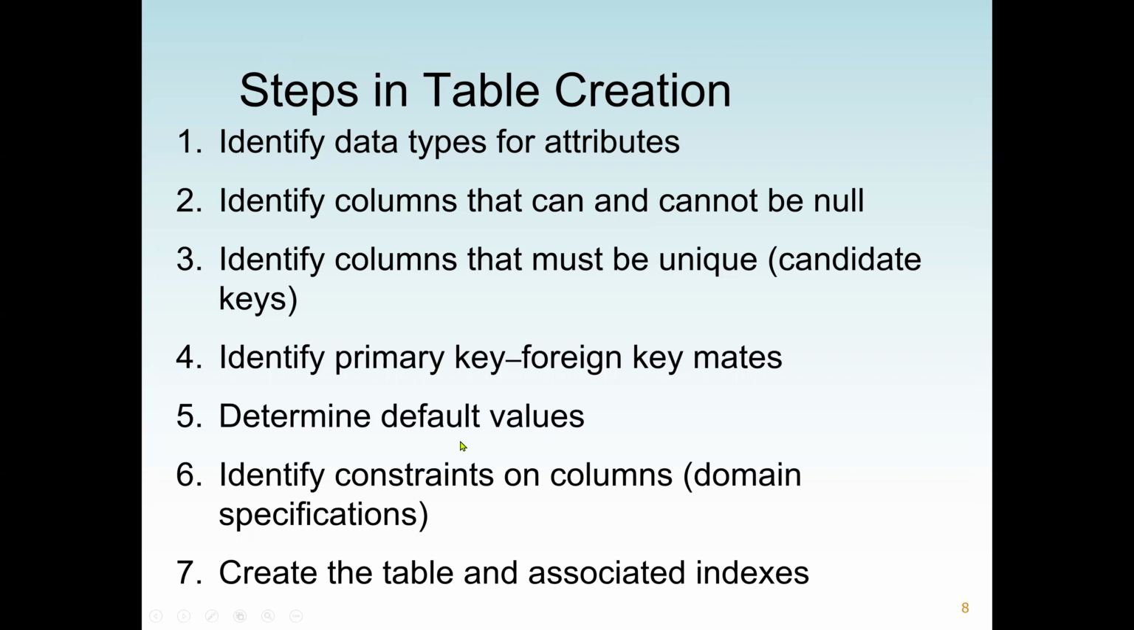Then next, we have to determine the default values if we have them. For example, if I'm 100% sure all my customers are from New York, I can use the New York State as a default value for the state field if I have a state column. Then we need to identify the constraints on columns, the domain specification. Let's say age. Age should be between 0 to 105, or between 0 to 120. There's no way a person can be more than 120 years. So there must be a constraint. Also create a table and then the associated indices.